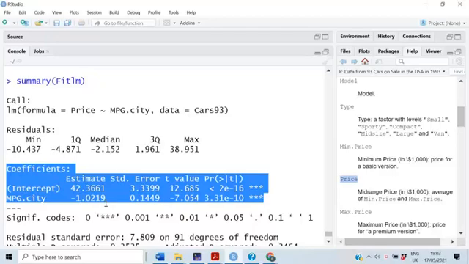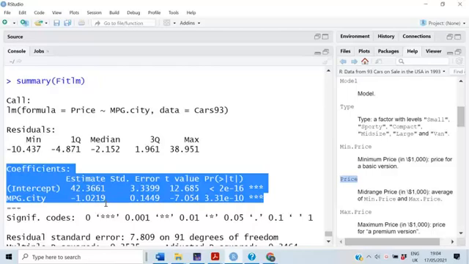So from the results, we have y is equal to 42.37 minus 1.02x. Now, y is what? Price. This one is the average price. And x is what? Miles per gallon.